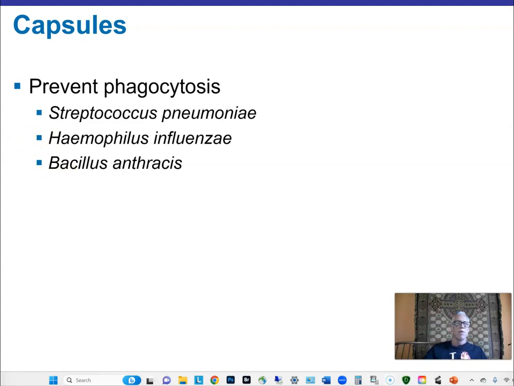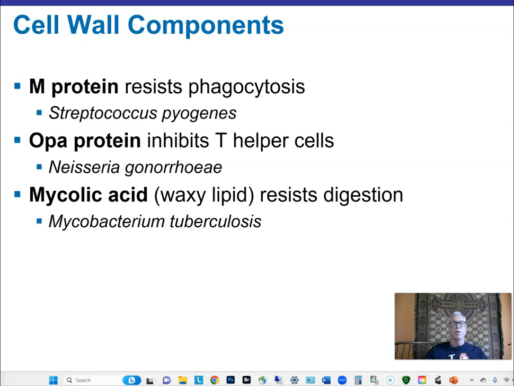transformation of bacteria was discovered, by the experiment where they mixed dead Streptococcus pneumoniae with the capsule gene with live Streptococcus pneumoniae without the capsule gene, and found that they produced a lethal combo because of transformation, and the live cells acquired the gene for the capsule. Haemophilus influenzae, a bacterium, also has a capsule that helps it escape or evade phagocytosis. Then Bacillus anthracis causes anthrax, and one of the most famous things that we learned about in the history of microbiology.